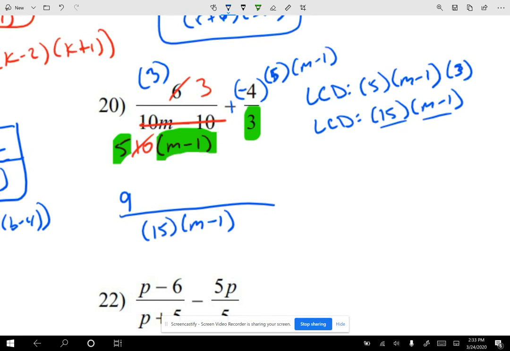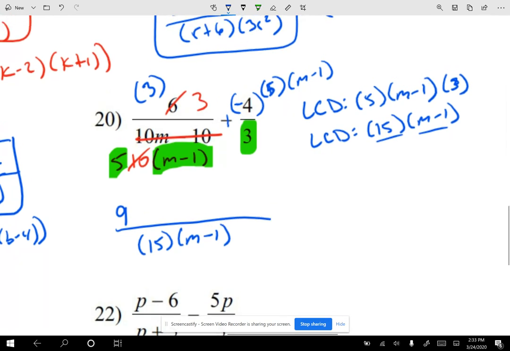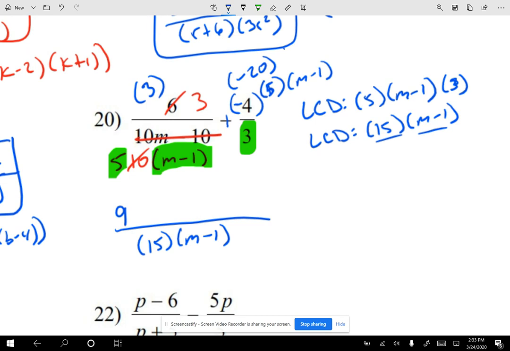On my second fraction, I have 3 parentheses. Let me combine the first two. Let me multiply the first two. So that's going to give me negative 20 multiplied by m minus 1. Okay, now that I have 2 parentheses, let me distribute the negative 20. So that gives me negative 20m plus 20.